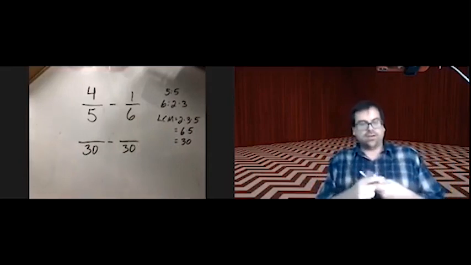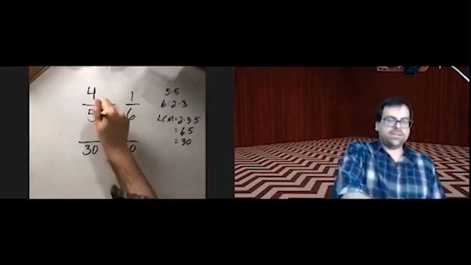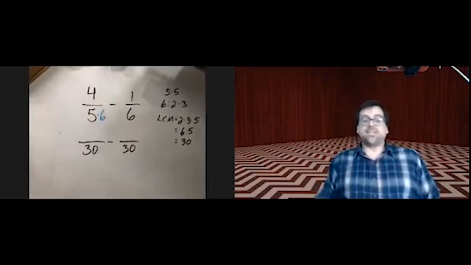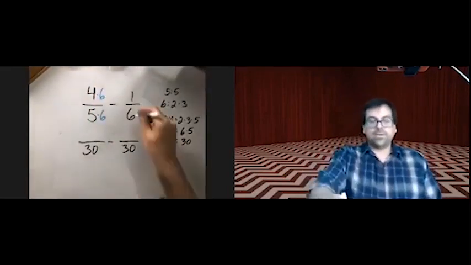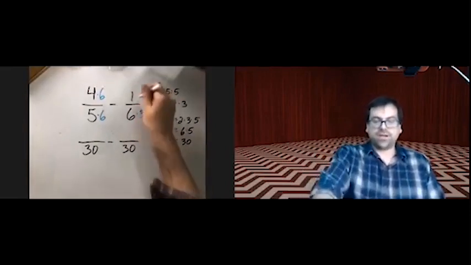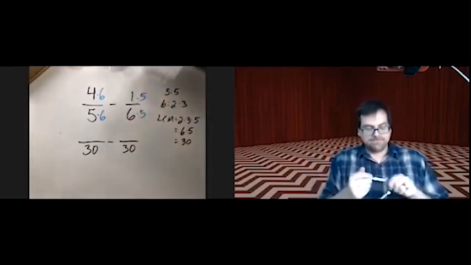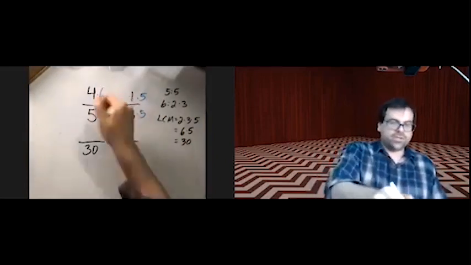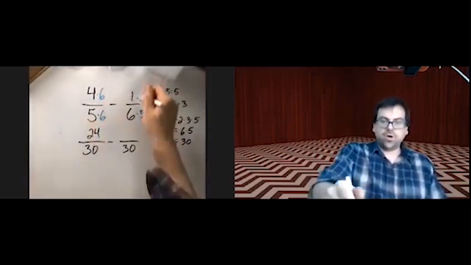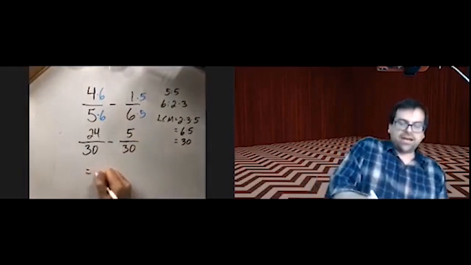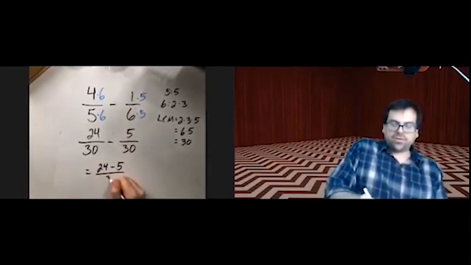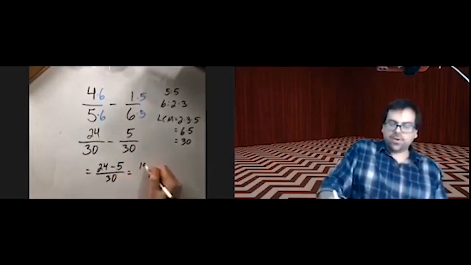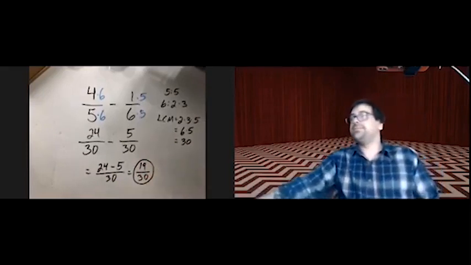How do we get there? Well, it's times 6. 5 times 6 is 30. Whatever we do on the bottom, we do on the top. 6 times 5 is 30. Whatever we do on the bottom, we do on the top. 4 times 6 is 24. 1 times 5 is 5. This is 24 minus 5 all over 30, which is 19 thirtieths.